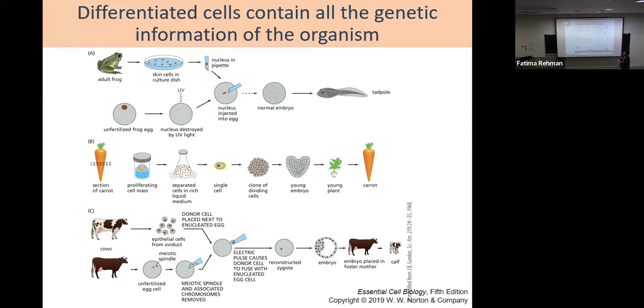And when they produced an organism out of it, they got a completely normal frog eventually, right? They got a tadpole and a normal embryo, a tadpole and a frog. So what does that tell you, that particular experiment? That a frog was made. And what does that tell you about the genome? They have the same genetics.